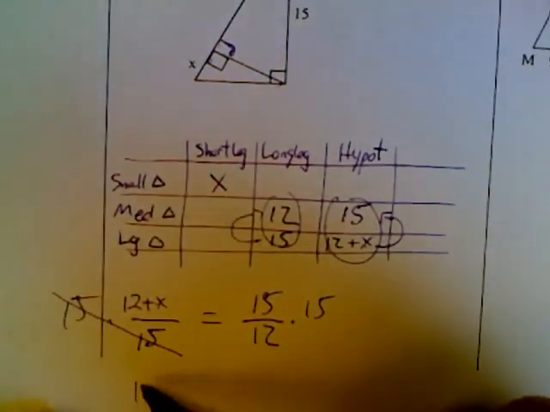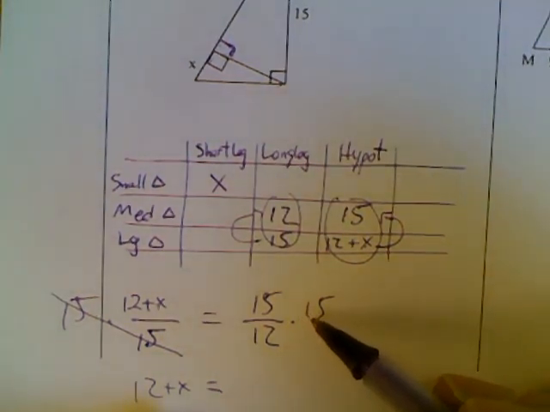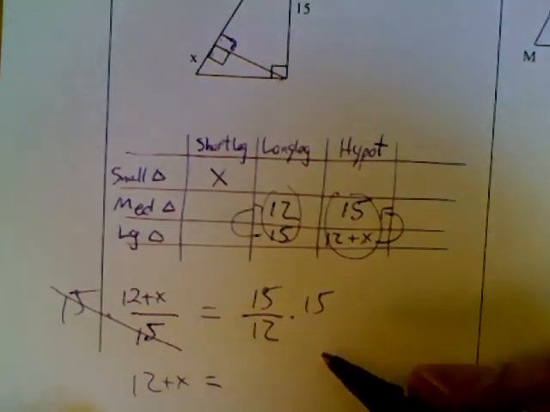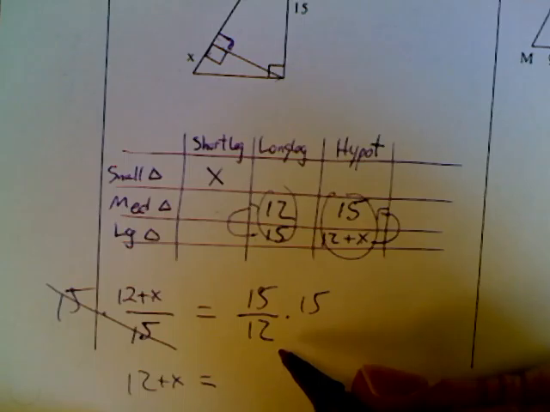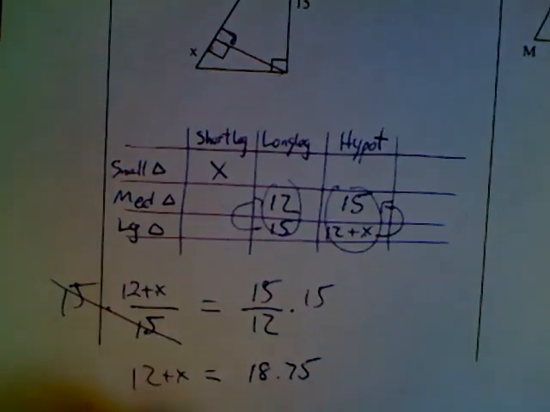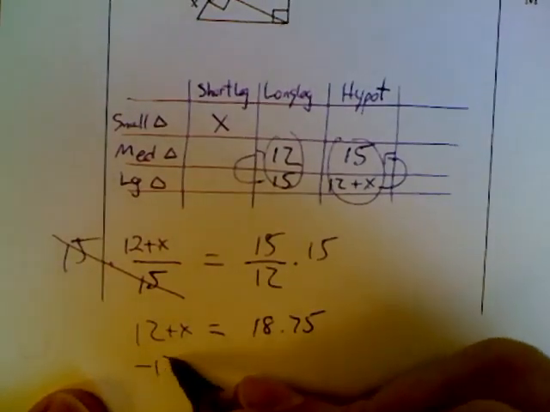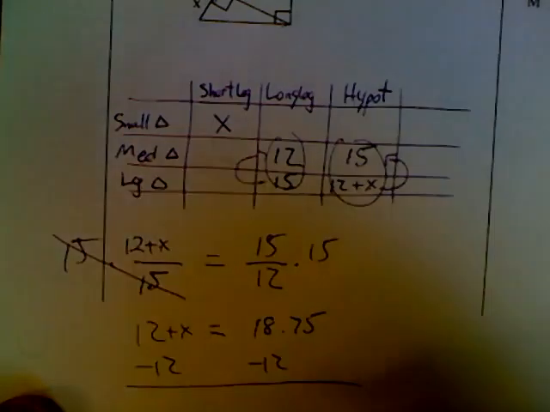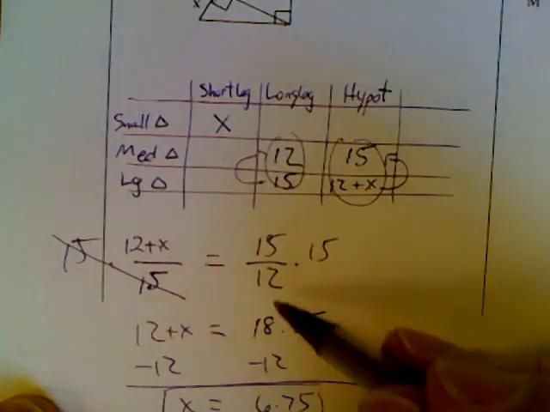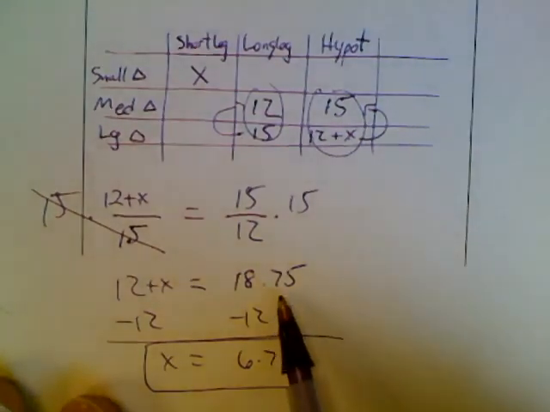Multiply both sides by 15 to cancel that out. I get 12 plus x is equal to, whatever it is, 225 divided by 12 is about, let's see, I think I'm going to go with 18.75. I think that's right. Whatever the calculator tells you. And now subtract 12 from both sides, and we get x is equal to 6.75. I might have been wrong in my mental math there. If so, you can correct me, but I think I'm correct.